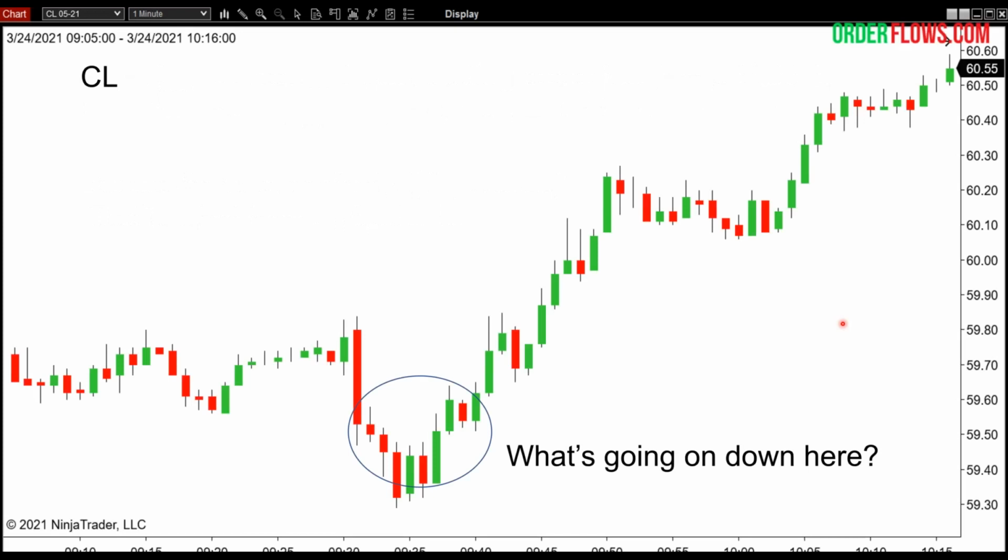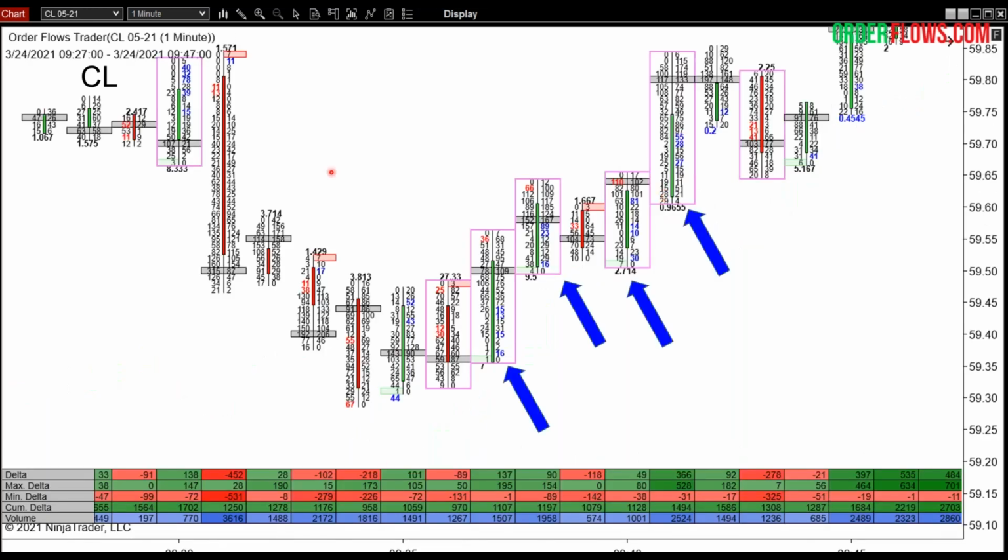Crude oil, right? What's going on down here? We sell off, then we just sort of go sideways in here. Then we rally $1 yesterday. All these charts are from yesterday. Well, as we sold off here, all of a sudden, 1, 2, 3, 4 bars with multiple buying imbalances. None of these are stacked imbalances. They're all spread out in the bar.